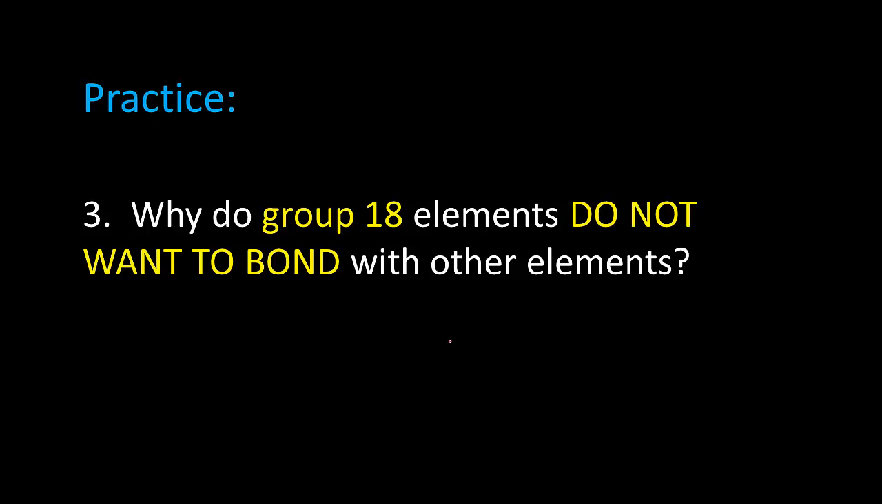So why do group 18 elements not want to bond with other elements? Group 18 has 8 valence shell electrons, and that's stable. If they add any more electrons, they will no longer have 8 valence shell electrons, and they will bond until they do. If you take away any electrons, group 18 will no longer have 8 valence shell electrons, and they will bond until they get it. That's why group 18 elements do not want to bond with other elements. They already have a full outer shell.